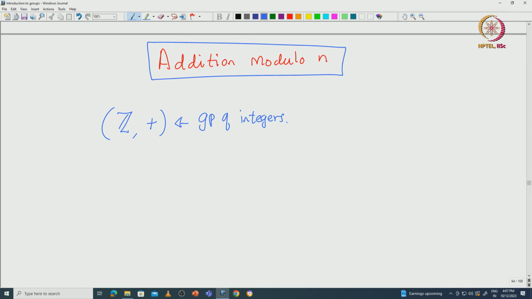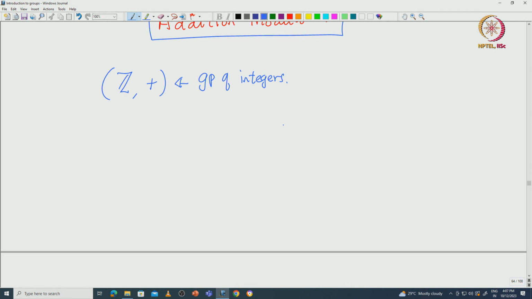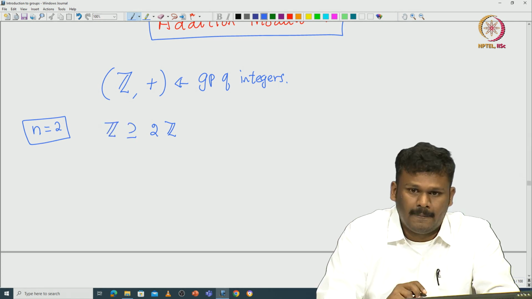Now let us fix some number and work out some details related to the number. Let us begin with something very simple. Maybe we can take, for example, n equal to 2 and see what happens. If we take n equal to 2, we have a natural subgroup defined by that 2, which is 2z, the set of all even integers. So, this is a subgroup of integers.